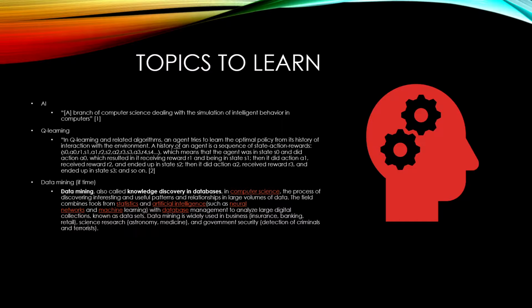Now, the other topic that I'm going to be focusing on is something called Q-learning. This is a little bit difficult to explain, but in the second sentence, you can read, a history of an agent is a sequence of state, action, rewards. Essentially, if the bot does this and ends in this state, it will receive reward this. And then depending on whether or not the reward is good or bad, will determine whether or not in the next run through, the bot does that same thing.